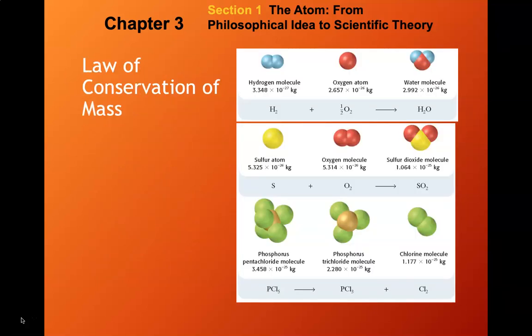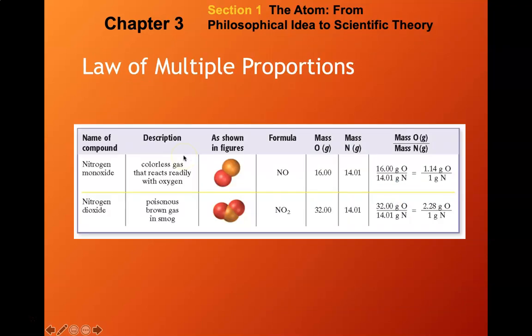From there, we can just look at a couple of different examples. The first is the law of conservation of mass. It says that if we started with H2 and we had 1/2 of O2, so one oxygen atom, we have to still have one oxygen and two hydrogen atoms at the end. Same thing with the sulfur and the oxygen molecule, which when we add them together, we still have to have a sulfur and two oxygens, just like we did on the left side of the equation, and so on and so forth. Okay, that's the law of conservation of mass.